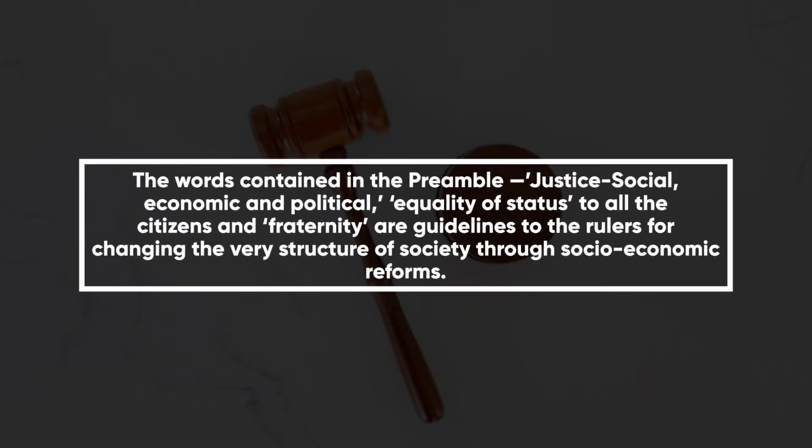The words contained in the preamble, justice, social, economic, and political, equality of status to all the citizens, and fraternity are guidelines to the rulers for changing the very structure of society through socio-economic reforms.